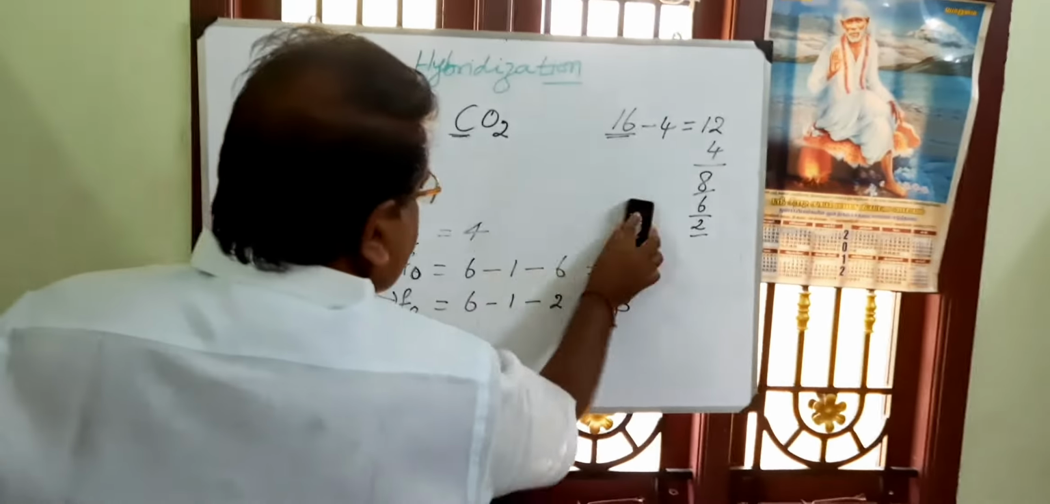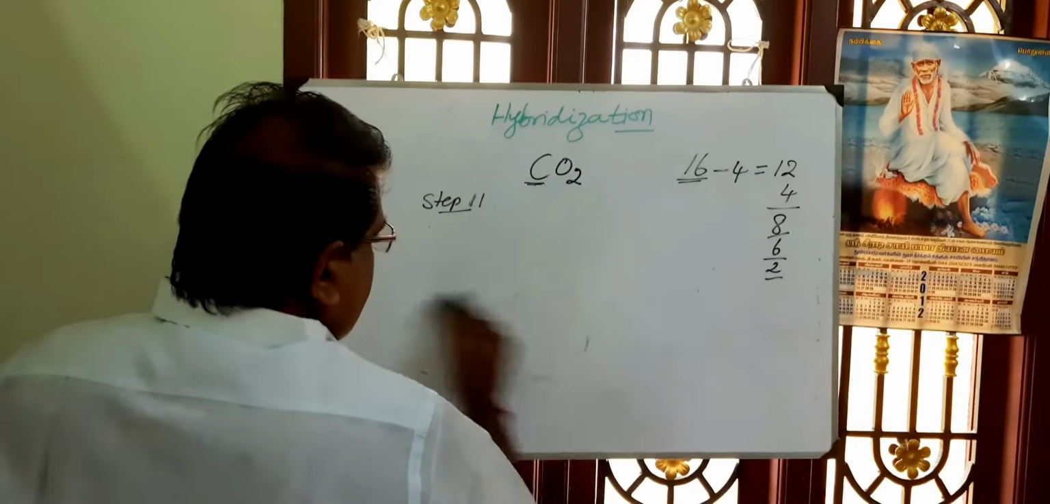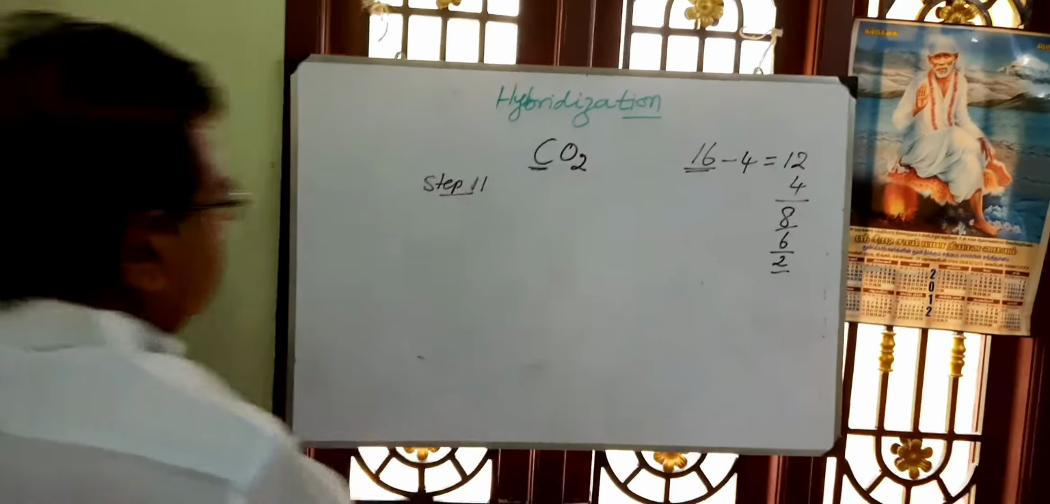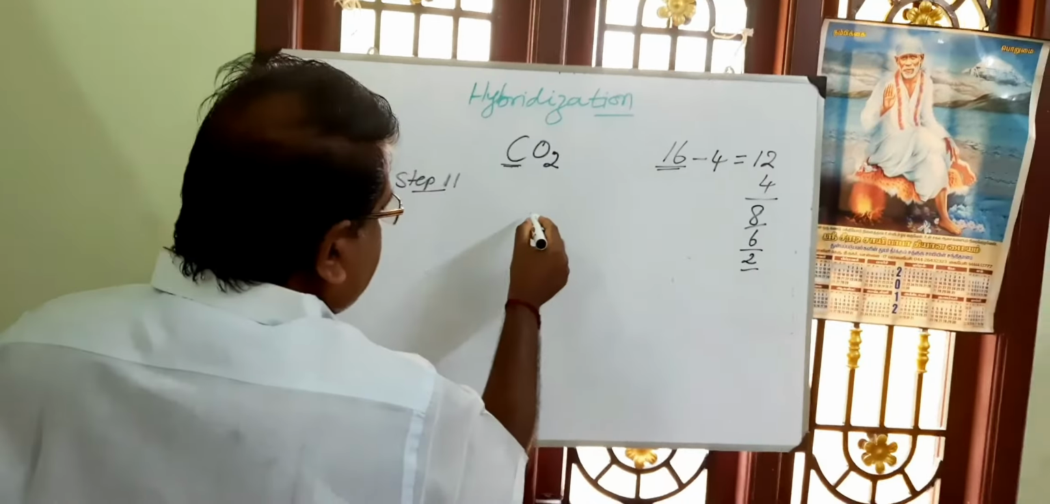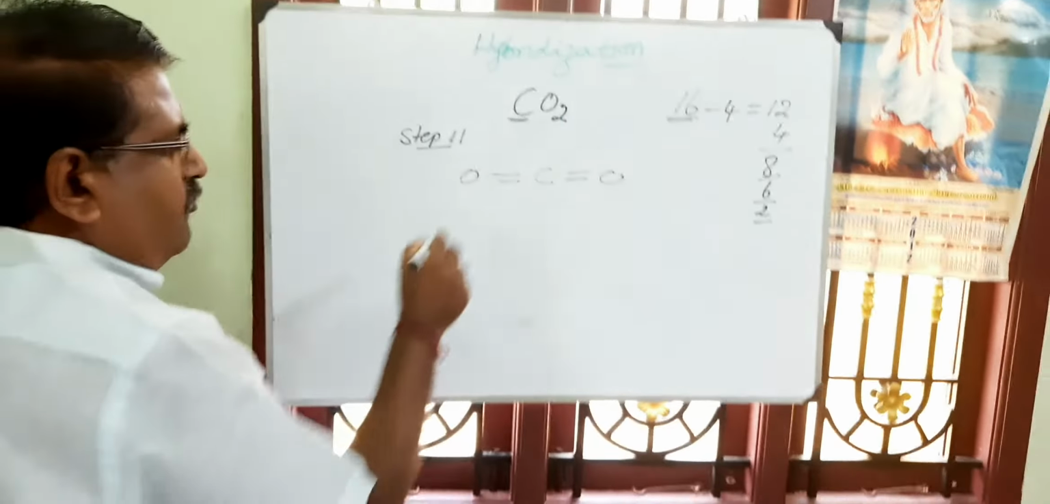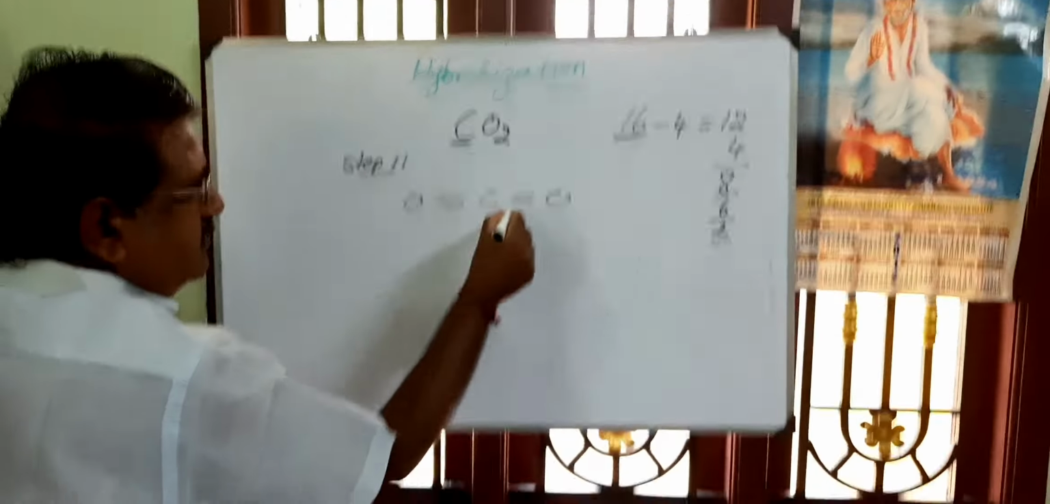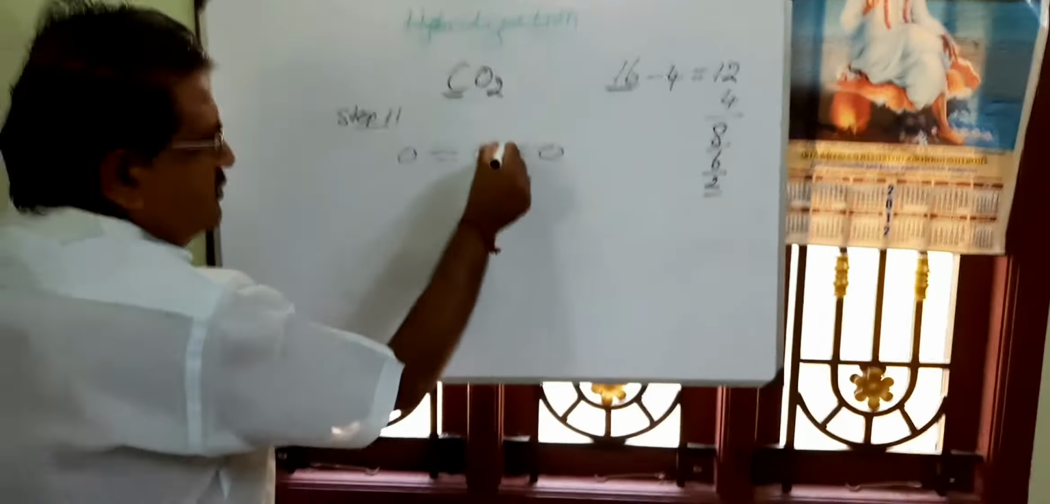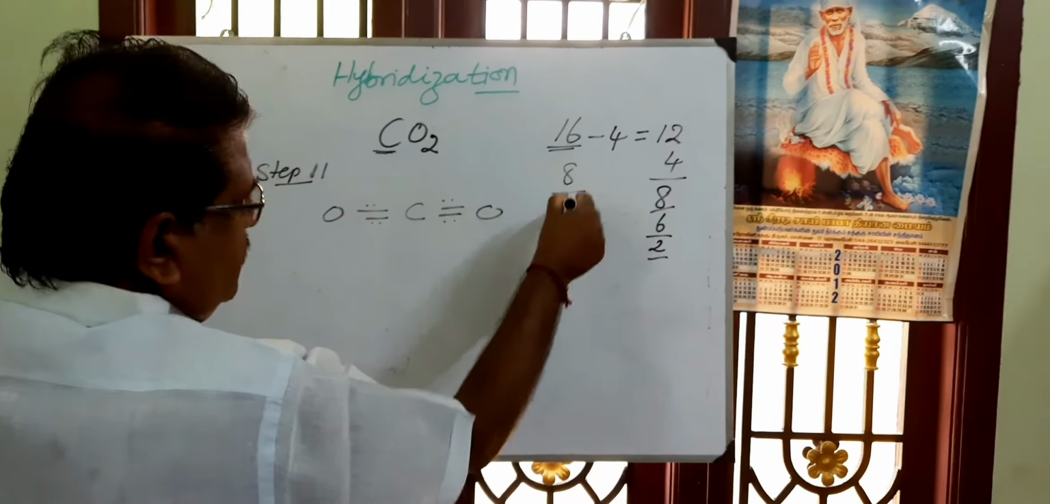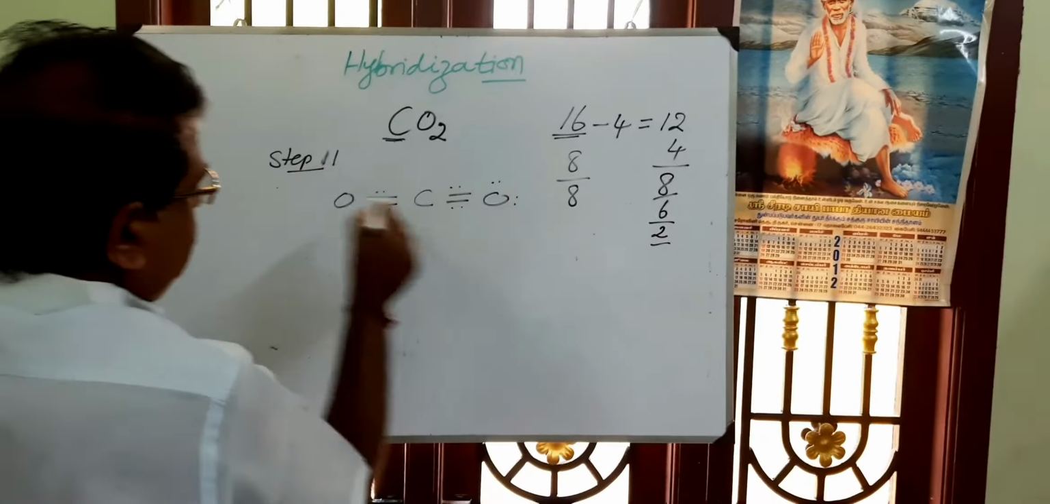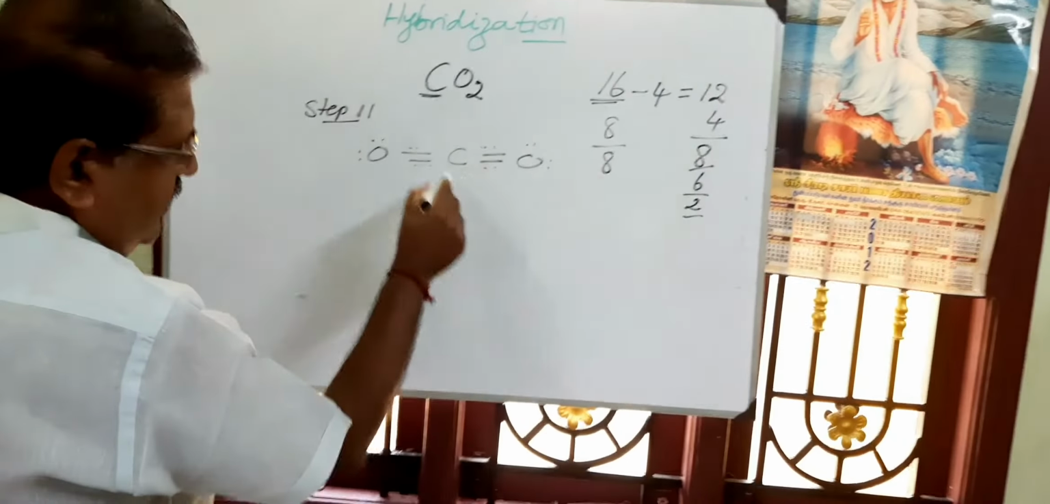Now consider the structure of carbon dioxide like this: C double bond O, double bond O. For each bond formation, 2 electrons. So carbon is surrounded by 8 electrons. It fulfills the octet rule. Now we have 8 more electrons in hand. So you can distribute 2 electrons for this oxygen, 2 electrons for this oxygen. This oxygen fulfills the octet rule. Similarly, this oxygen fulfills the octet rule, surrounded by 8 electrons, and carbon is surrounded by 8 electrons.